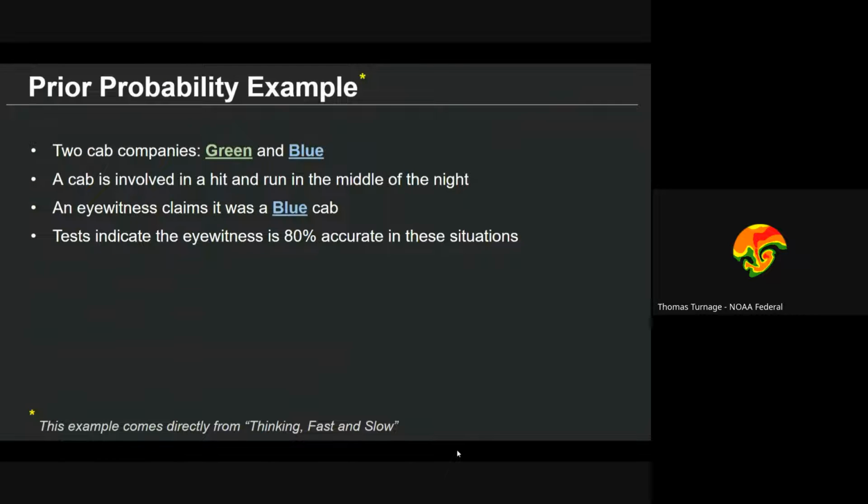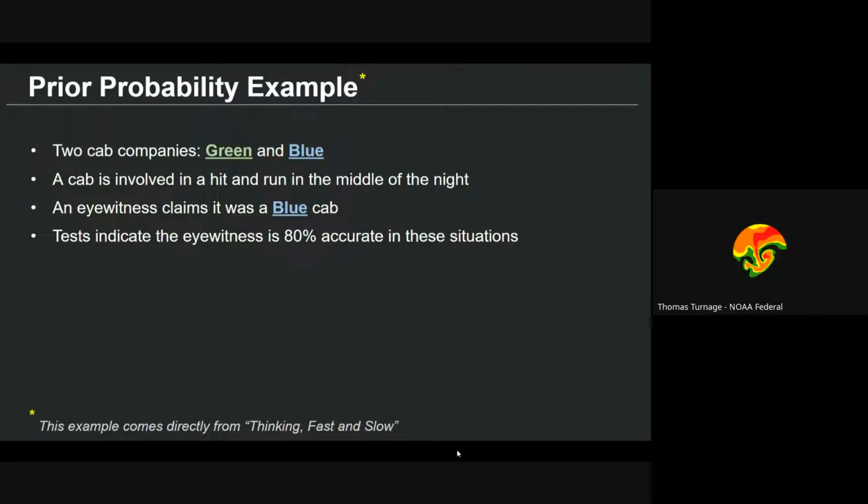Okay, so to give an example of how we think probabilistically, this is an example that came right out of a book called Thinking Fast and Slow. And so here's the hypothetical example. You've got two cab companies. One is green and one is blue. A cab is involved in a hit and run in the middle of the night. So you've got an eyewitness who said it was a blue cab, and this eyewitness is tested, and they're 80% accurate in these situations. Don't ask me how they're tested.